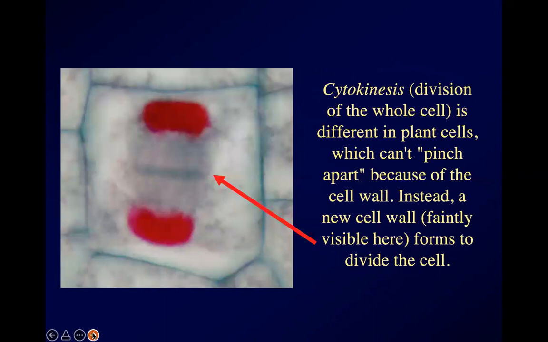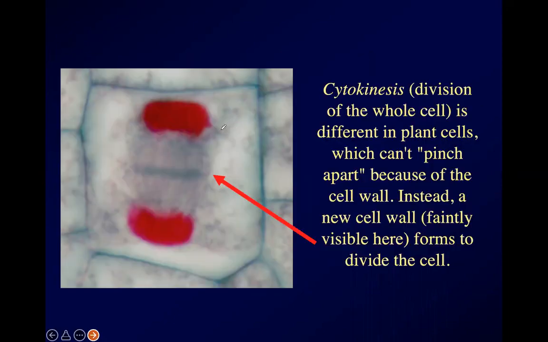Incidentally, cytokinesis looks a little bit different in plant cells. In animal cells, usually when cytokinesis happens, the entire cell just pinches in two. A little bit like if you just took a soft candy and pulled it apart and twisted it a bit, you could get it to pinch apart into two pieces. Plant cell division looks a little bit different because plant cells have a cell wall, and that can't pinch apart because it's solid. What happens in plant cells is that a new cell wall will form to divide the cell in two.